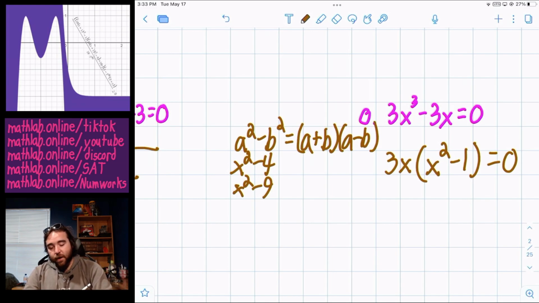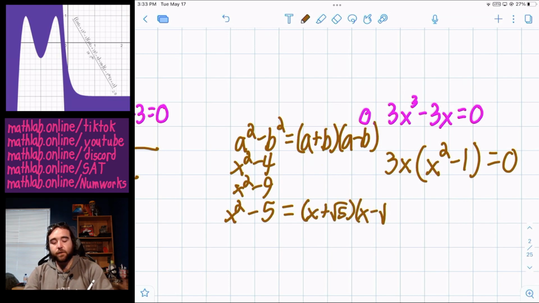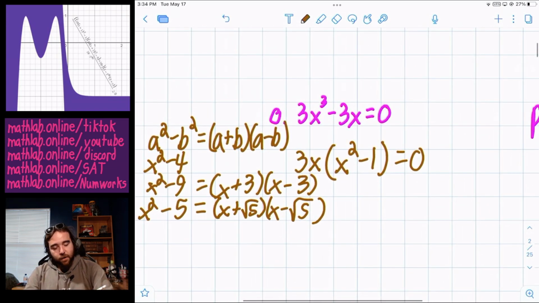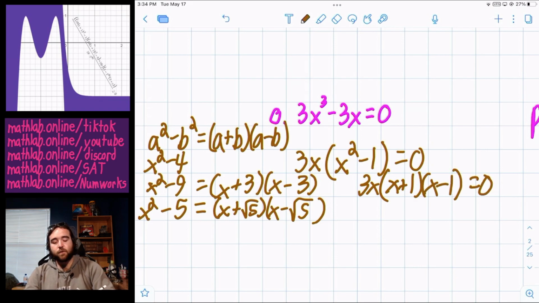Or even something not squared. If it was x squared minus 5, you can go x plus root 5 and x minus root 5. The same way that with these, you go like x plus the square root of 9, which is 3, and x minus the square root of 9, which is 3. So difference of two squares, just absolutely critical. And we use that here. So x squared minus 1, that's going to become, so now we got 3x times x plus 1 times x minus 1. So our answers are 0, 1, and -1.